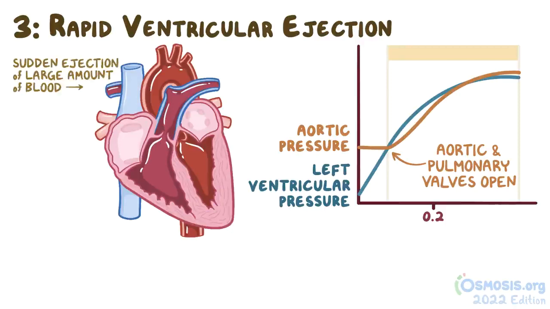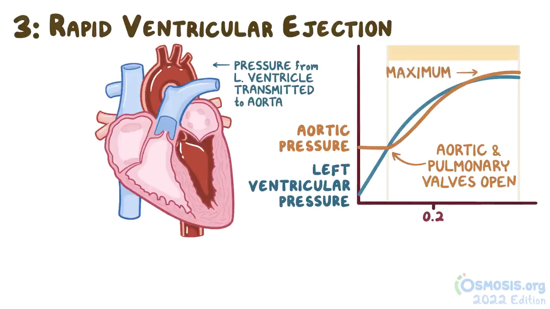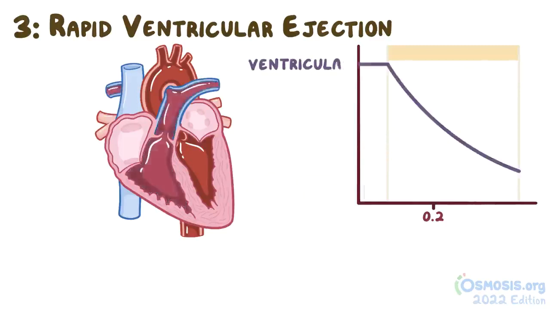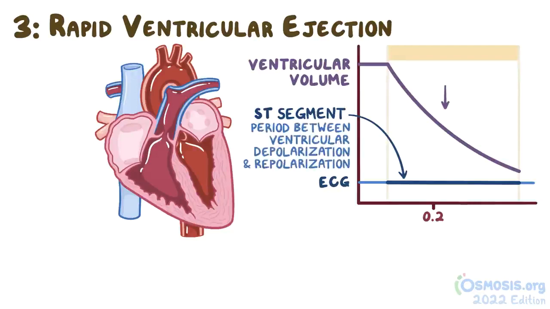Now, as the left ventricle ejects the blood, the pressure from the left ventricle is equally transmitted to the aorta. In other words, both ventricular and aortic pressures reach their maximum. At the same time, the volume of blood within the left ventricle decreases sharply. On the ECG, this phase matches the ST segment, the flat section of the ECG between the end of the QRS complex and the beginning of the T wave, which represents the period between ventricular depolarization and ventricular repolarization.